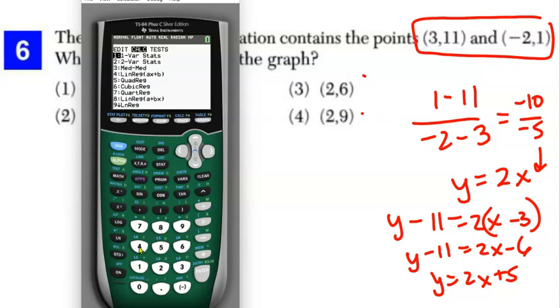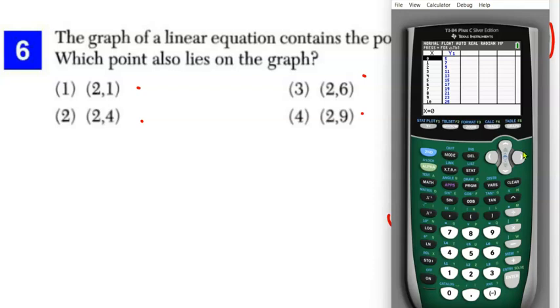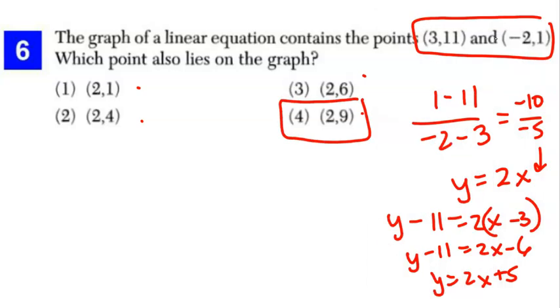Stat, over to calc, lin reg, press enter 5 times, and there we have the same exact equation, y equals 2x plus 5. I can type that into my y equals button, 2x plus 5, and I can look at my table of points. And then I can just look. If I have the x value of 2, what is my y value? It's 9. If I was using the slope-intercept formula, I simply saw that all of these had 2 as an x, so I could have erased and replaced this with a 2, and that's where I would have gotten the 9.